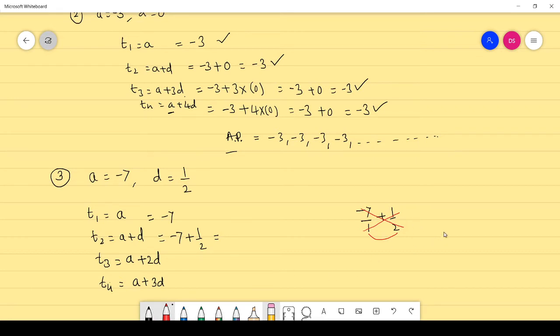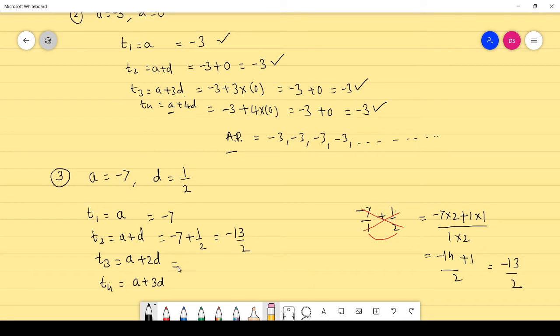Now how to solve this? It will be equal to minus 7 into 2 plus 1 into 1, divided by, in the denominator, 1 into 2, right? Now what will you get? Minus 14 plus 1 divided by 2. How much is it? Minus 13 by 2. Minus 14 plus 1 is minus 13, right? So we got the second term, that is equal to minus 13 by 2.